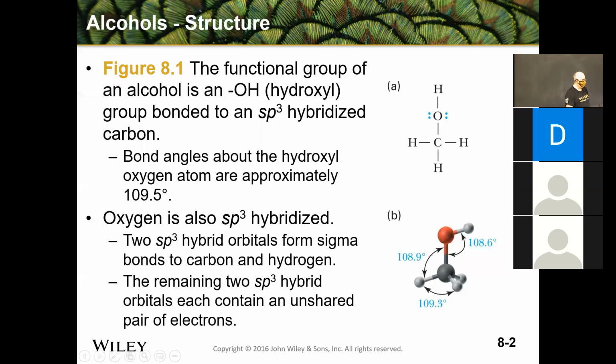All right, this is the alcohol functional group. It has the pattern COH. The oxygen is tetrahedral. Okay, it has 4 electron groups, and that results in a bent molecular geometry around the oxygen atom.